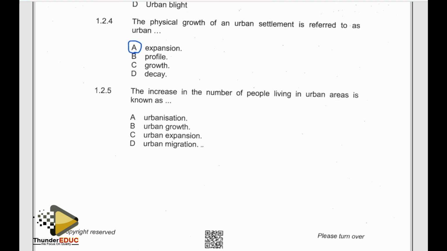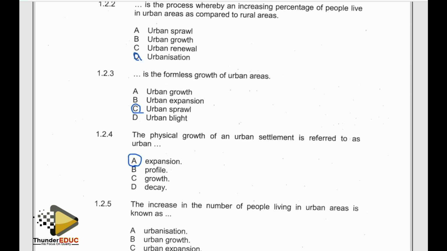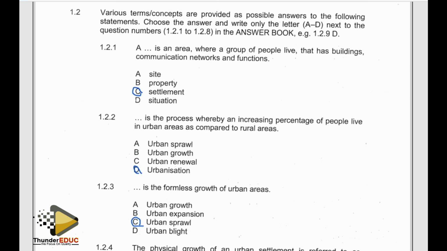Then, an increase in the number of people living in urban areas is known as, you are now seeing the difference between these two questions. The increase in the number of people living in urban areas is known as. This question is not the same as the one that says the process whereby an increasing percentage of people live in urban areas compared to rural areas. It is not the same.